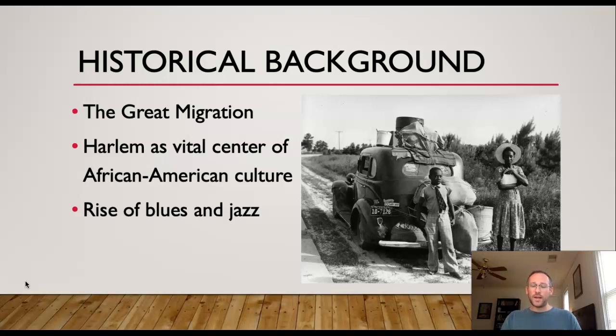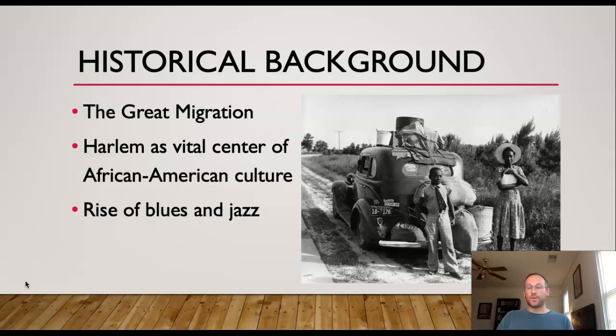Okay, so that's a little bit about the Great Migration, which we'll talk about a little bit more when we read A Raisin in the Sun in a couple weeks. So just keep that in mind. This idea of a large portion or a majority of the Black population leaving the rural South to move to the urban North.